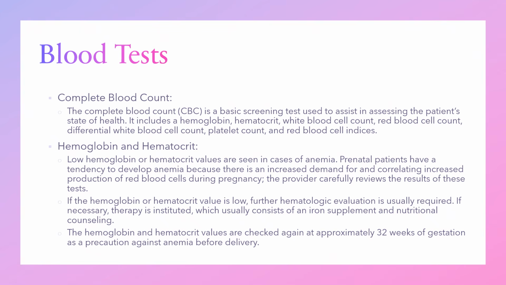Low hemoglobin or hematocrit values are seen in cases of anemia. Prenatal patients have a tendency to develop anemia because there's an increased demand for and correlating increased production of red blood cells during pregnancy. If the value is low, further hematologic evaluation is usually required, and if necessary, therapy is instituted, which usually is in the form of a supplement and nutritional counseling. Hemoglobin and hematocrit values are checked again at approximately 32 weeks of gestation as a precaution against anemia before delivery.